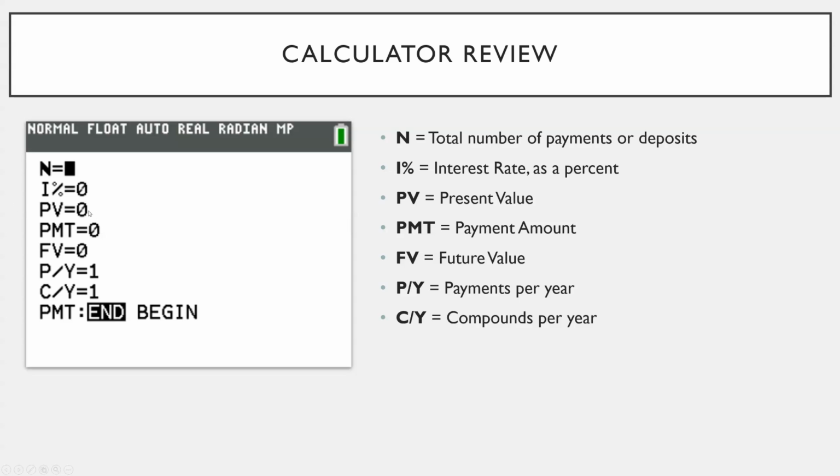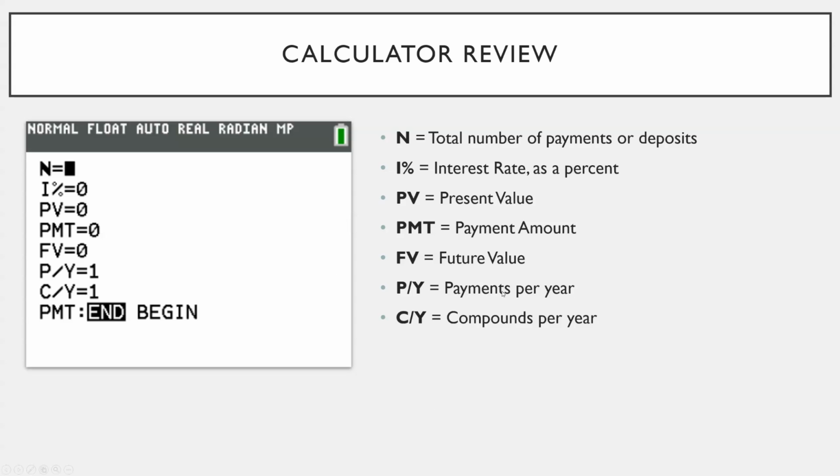PV stands for present value. Think of present value as how much you have in the account today. PMT stands for your payment amount. Think about how you would do this monthly, like how much you're putting away each month to your retirement account. FV, that's the future value. So that's like, I'm going to save for 30 years. Well, how much will I have 30 years from now in the future?